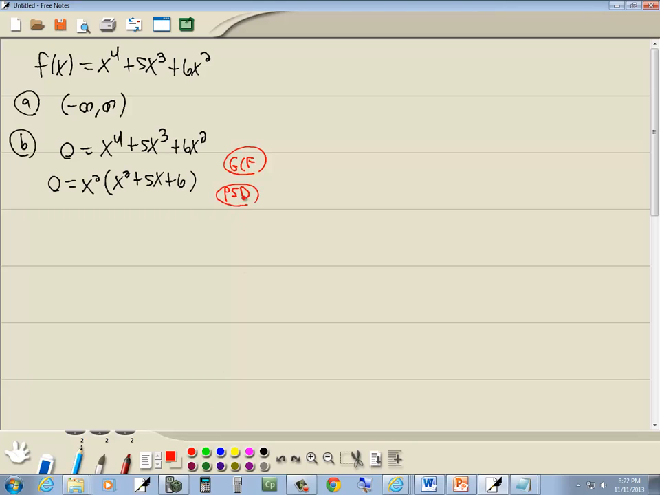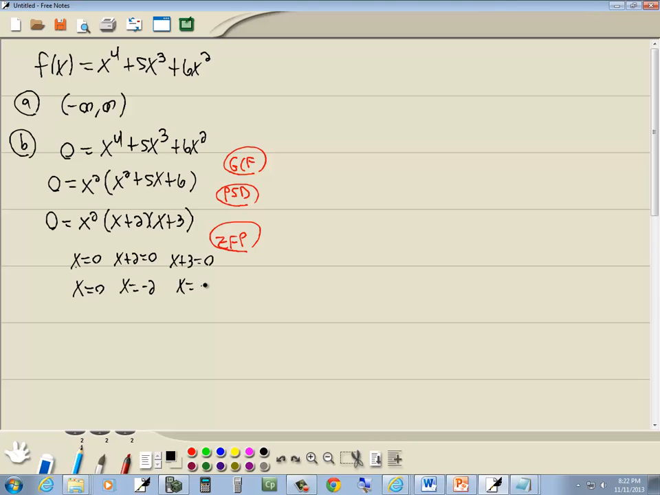We then can factor using the PST method, because we've got x squared, no number in front of our x squared. So we're going to have x squared, and then x plus 2 times x plus 3. Zero factor property says if you get 0 on one side and you factor the other side, you set each factor equal to 0. So I'm going to set the x squared equal to 0, and I'll set x plus 2 equal to 0, and I'll set x plus 3 equals 0. So we've got x equals 0, x is equal to negative 2, and x is equal to negative 3.